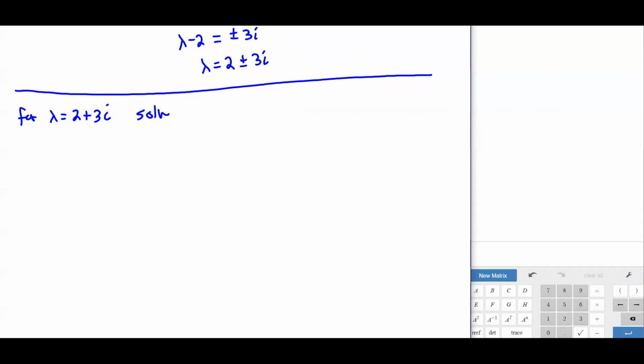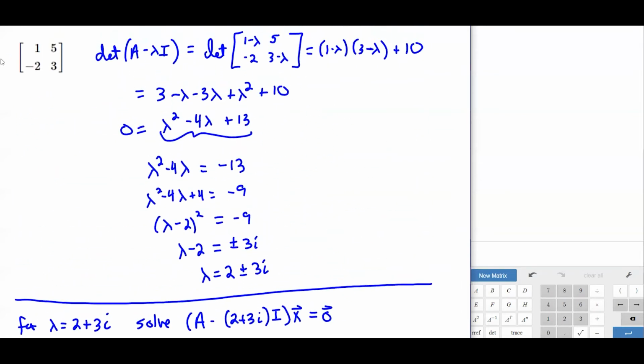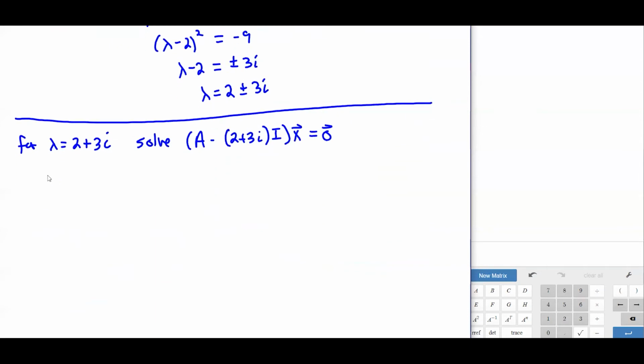We need to solve A minus (2 plus 3i) times identity I times the eigenvector x equals 0. We're going to solve for x. So this matrix means subtract 2 plus 3i from the main diagonal. So let's look at our matrix. We got 1, 5, -2, 3. And we need to subtract 2 plus 3i from the main diagonal. And then we augment that with 0.